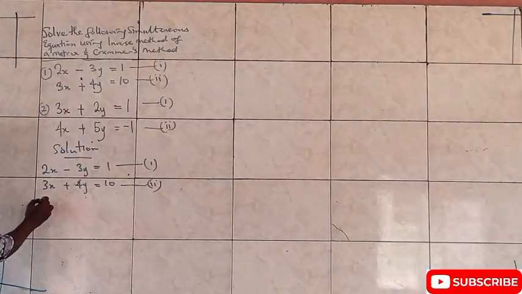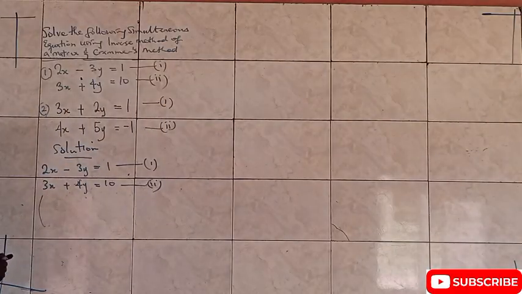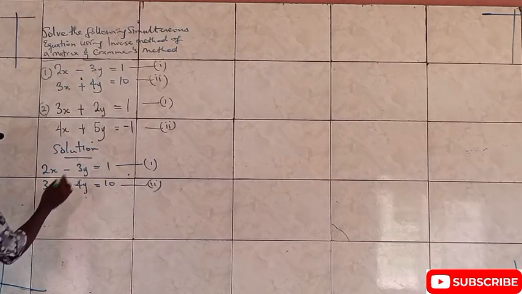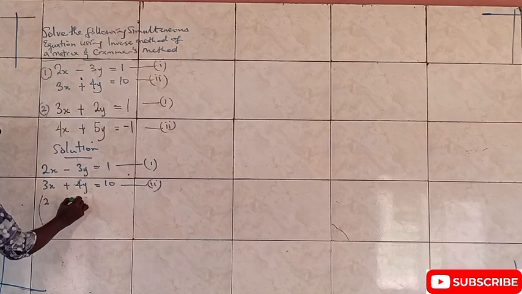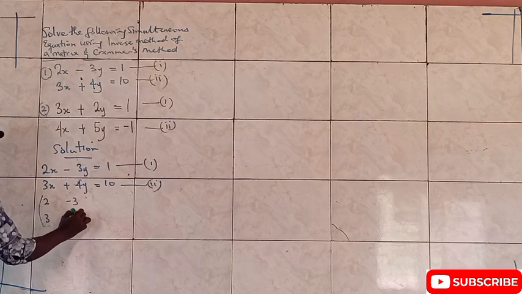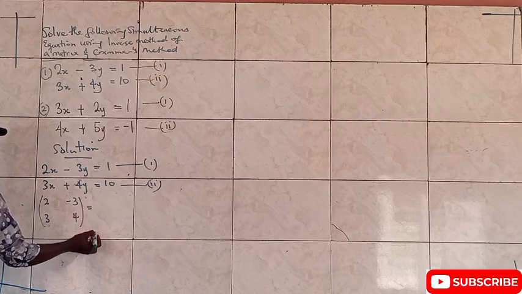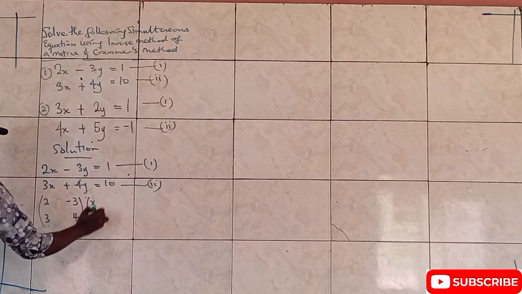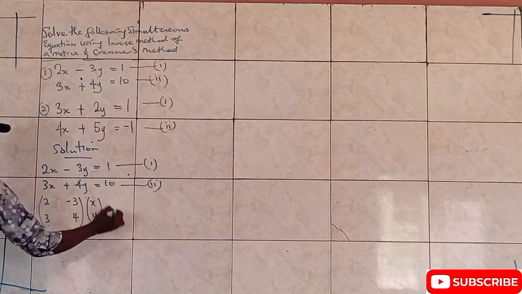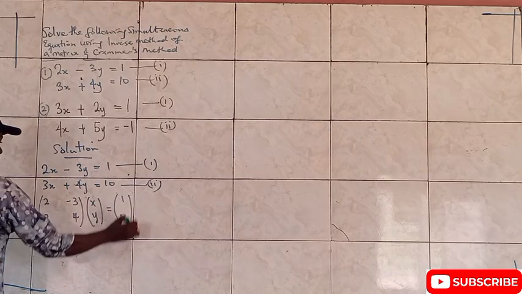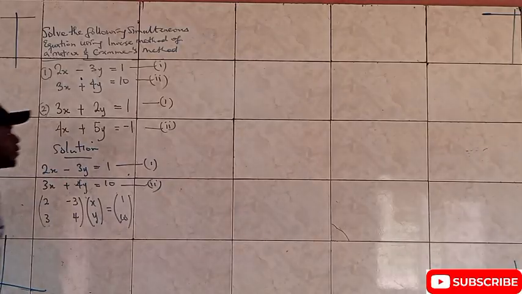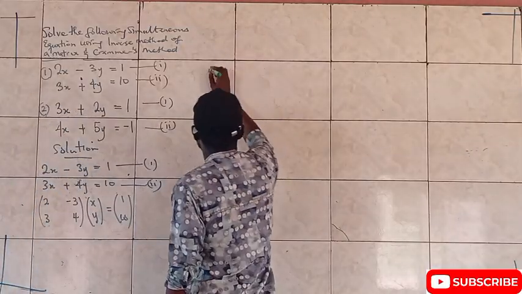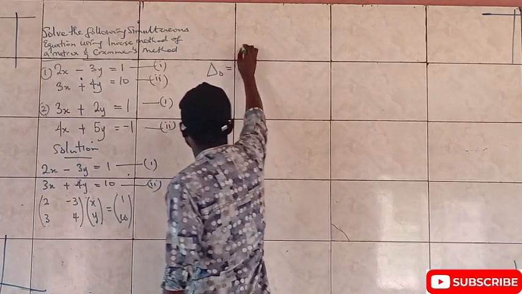We have the same way, crop out the coefficients of the variables in the equation. I have 2, I have -3, I have 3, I have 4, then I have my x, I have my y, then I have my 1, I have my 10. My first job is to solve for my main determinant. My main determinant is what? Delta naught, and that is what?